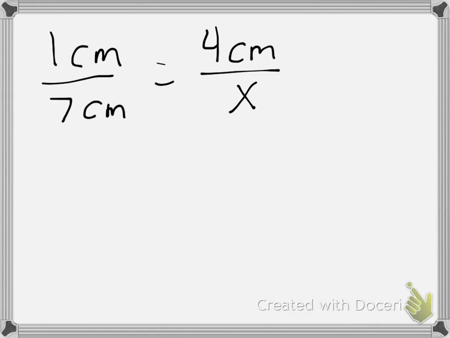So we're going to put X here. And again, we're just setting up a proportion just like we did in the previous lessons, and we're going to cross multiply. So 1 times X is going to give us X, and 7 times 4 is going to give us 28. And so we get 28 centimeters. The actual desk drawer would be 28 centimeters wide.